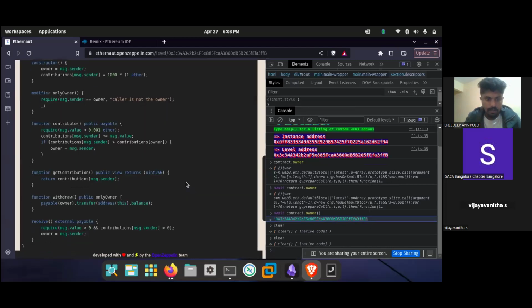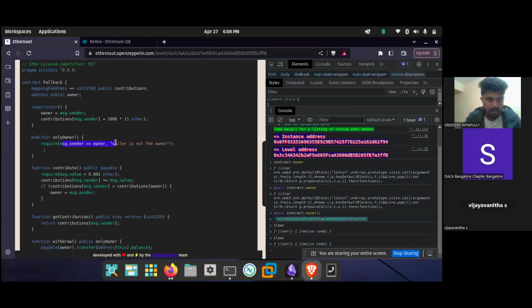That is msg.sender equal to owner. So he is the person who is the owner of this particular contract. And there is a constructor here which says owner equals msg.sender. Whoever deploys this contract becomes the owner. So that's how it works.